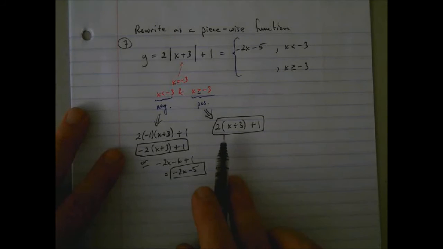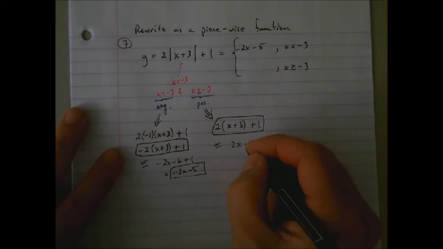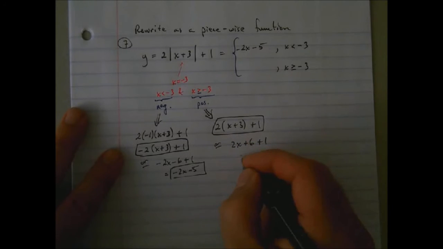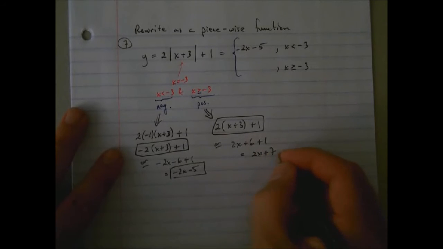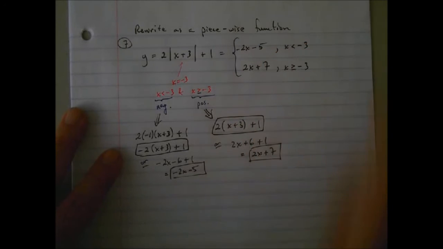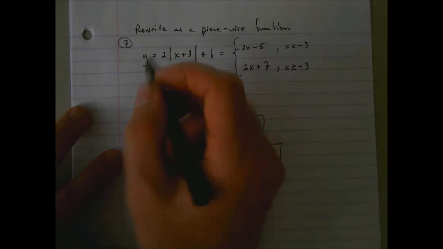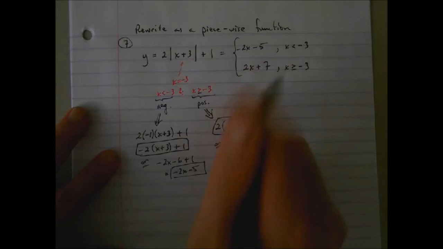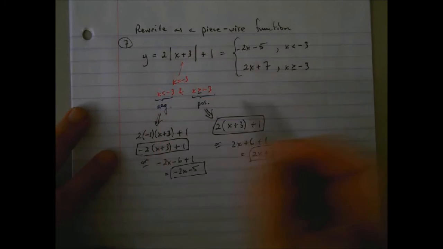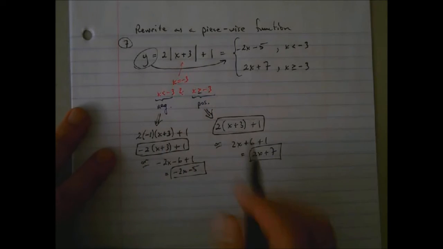Okay, that's a possible way to write the equation of the line, or we can distribute 2 and get 2x plus 6 plus 1, which is obviously 2x plus 7. So I'm going to put the mx plus b form in there. Okay, and so we have rewritten the function as a piecewise function without absolute value, and so y equals that piecewise function.